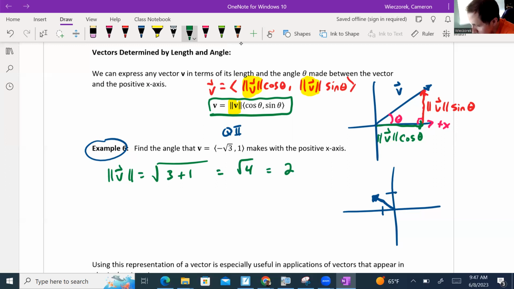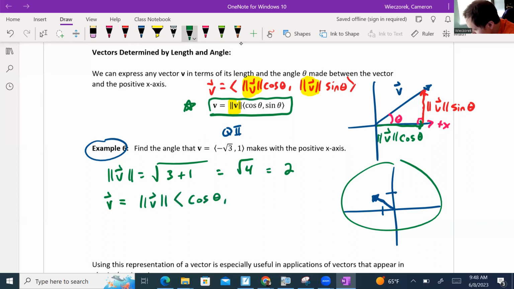Okay. So I'm going to set up my little structure of my formula up here. And you could do this purely with the geometry. If you made a triangle here, you could probably do the entire problem. I'm going to do it with the algebra. So here's our setup. We want to find theta. That's our goal. Well, we know the vector is ⟨-√3, 1⟩. And we know the magnitude we just computed was 2.